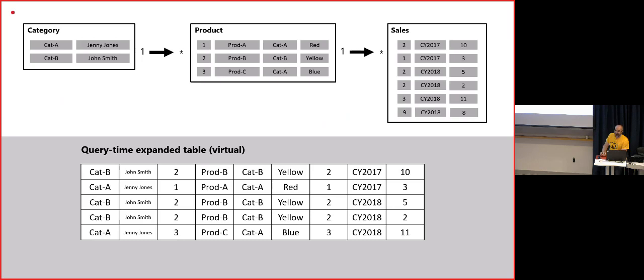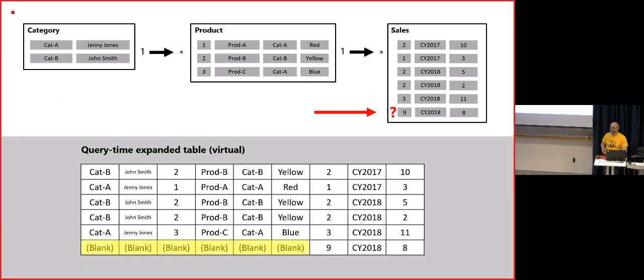relationship. Right? So this makes perfect sense until what would happen if we add a new row to the sales table? And I want you to understand that product 9 does not exist in the product table. Okay? So we have an integrity issue. We have sold a product, number 9, that has not been defined in the dimension table. And this is what happens in table expansion, is that for the category and product columns, they have blanks.